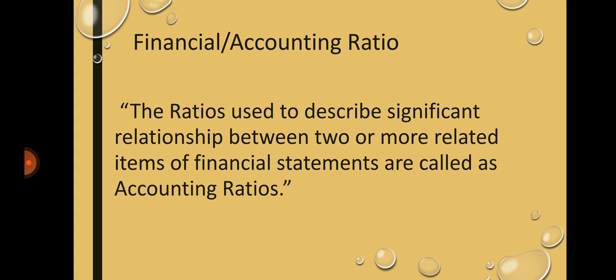For example, suppose we want to find the ratio between current assets and current liabilities. We want to compare current assets with current liabilities. So we have one ratio called the liquidity ratio, which gives us the relationship between current assets and current liabilities. It tells us whether current assets are sufficient to repay the current liabilities or not.